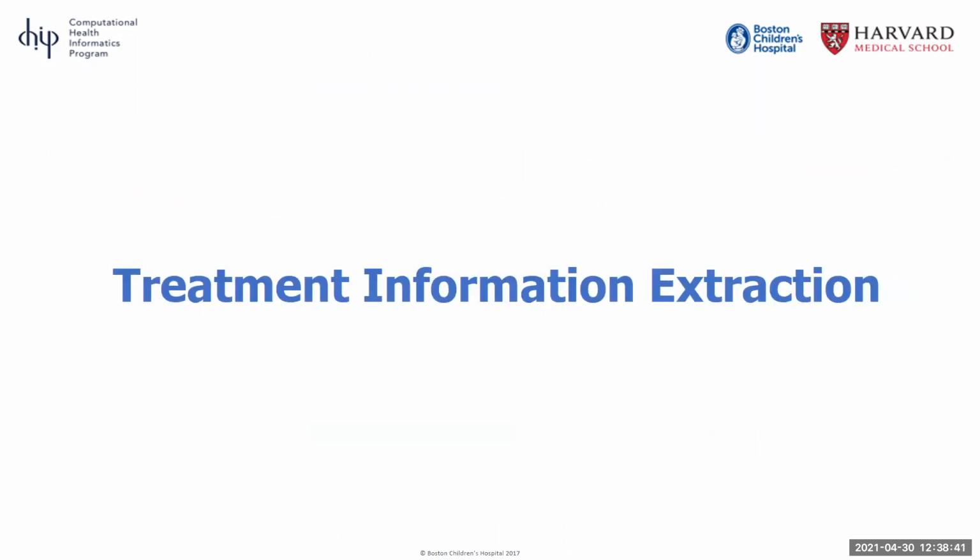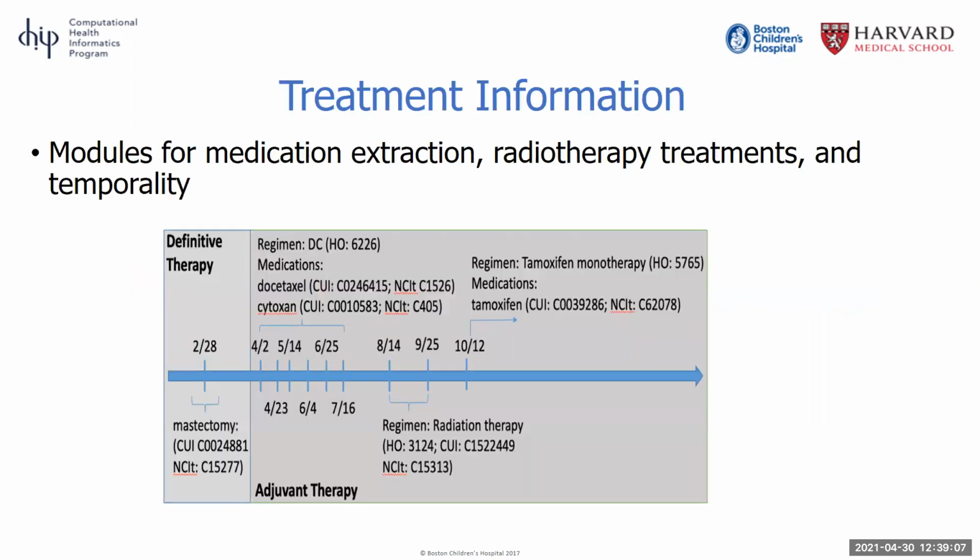So now I'm going to switch from the extraction of the core cancer attributes, which is an illustration of the classic pipeline approach in NLP, to the extraction of the treatment information, which then would lead us into the applications of neural approaches in the clinical NLP domain. So the treatment information involves the extraction of medications, radiotherapy treatments, procedures, and then some level of temporality.